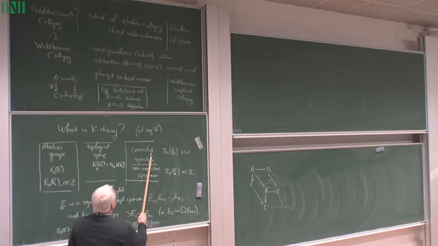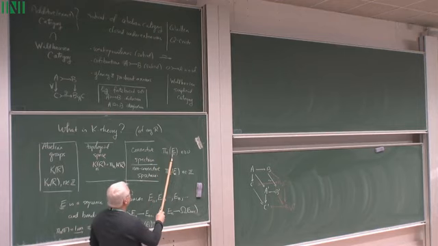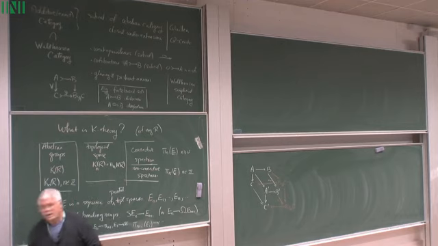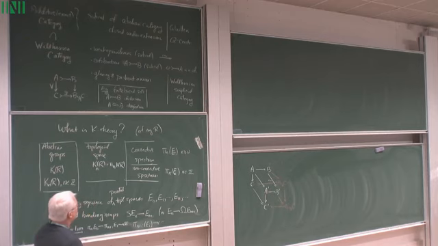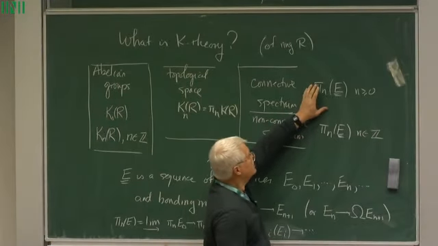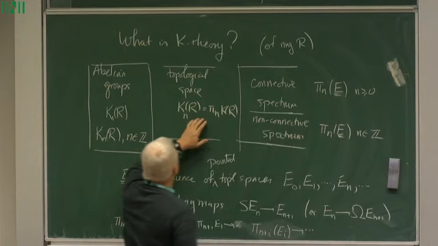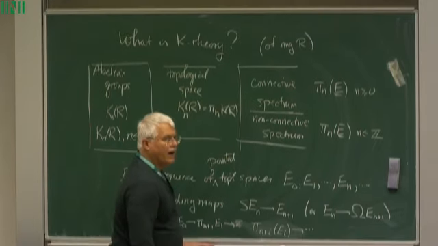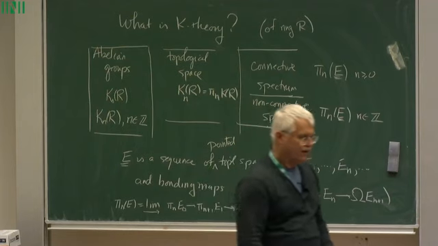Connective means exactly this, that the homotopy groups are 0 for negative degrees. So the original constructions of algebraic K-theory are going to involve connective spectra, and there's going to be a device which is going to give you a non-connective spectrum. I have not given you a definition, but there is a definition of connective spectrum.